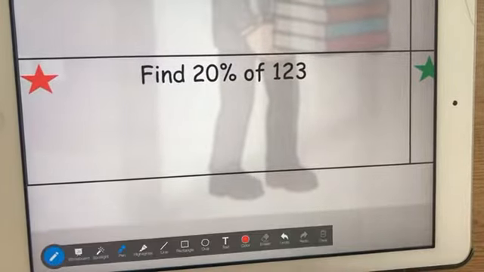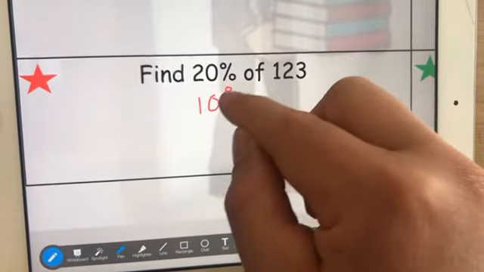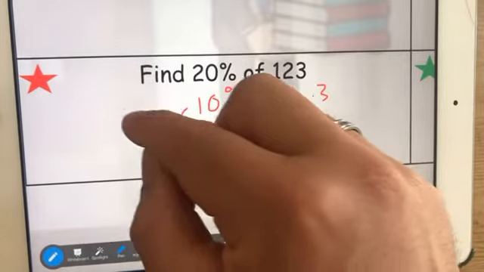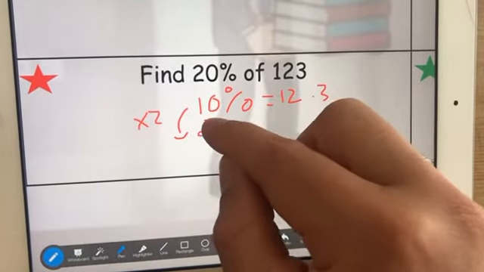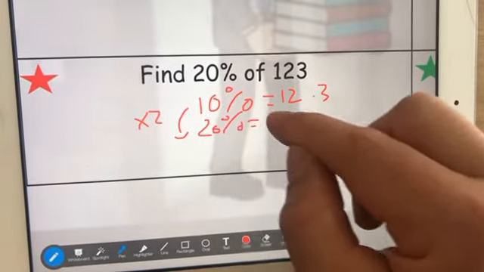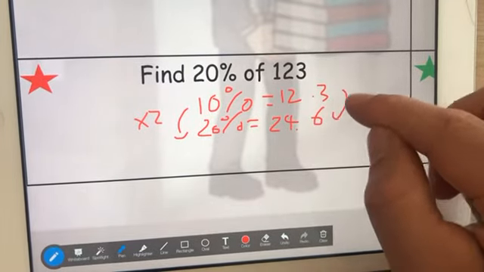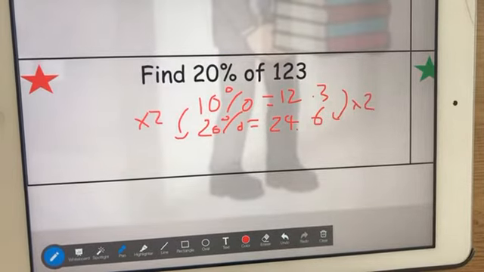Find 20% of 123. 10% is always the one we find first. 10% is 12.3. And then I double that to find 20%. That gives me 24.6. If I times that by 2 as well. That's 1 point.